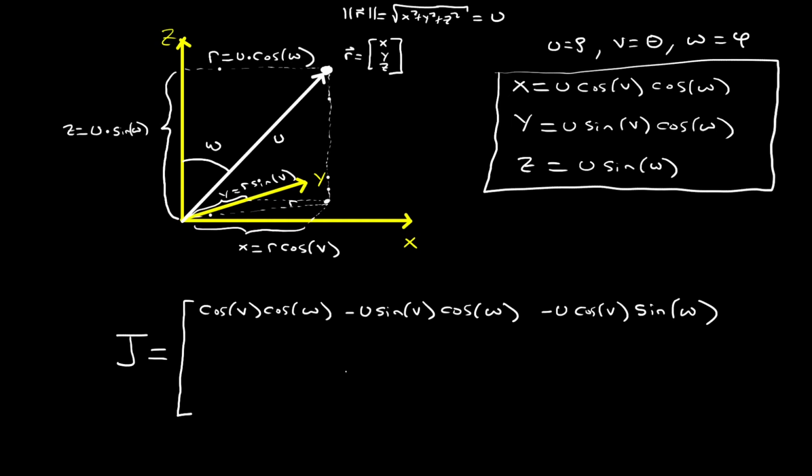And then the y partial derivatives will be the y partial derivative with respect to u, which will be sine of v cosine of w, the y partial derivative with respect to v, which will be u times cosine of v cosine of w, and then the y partial derivative with respect to w, which will be negative u sine of v sine of w.